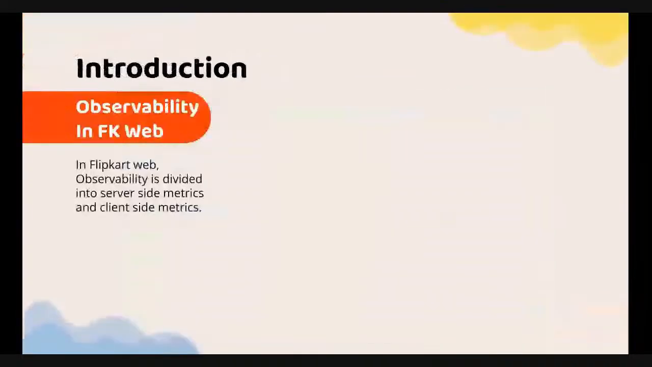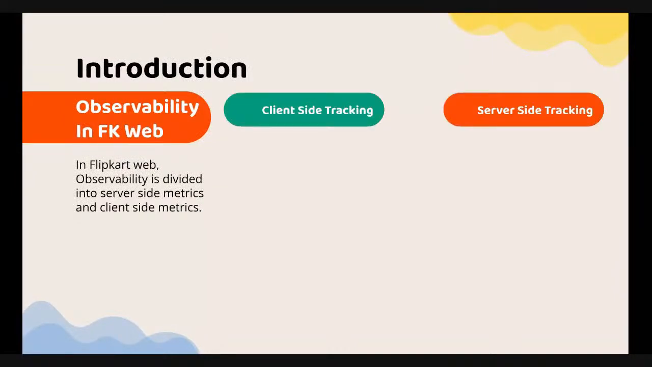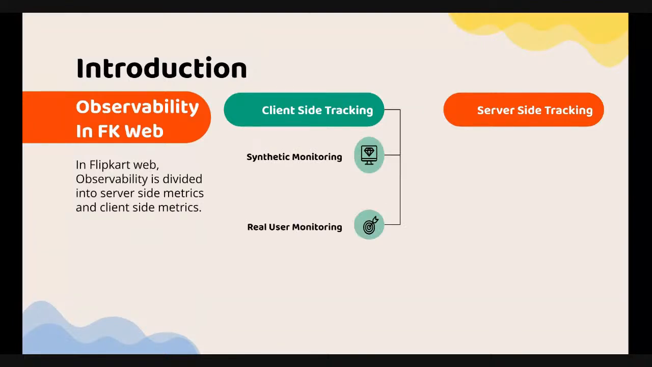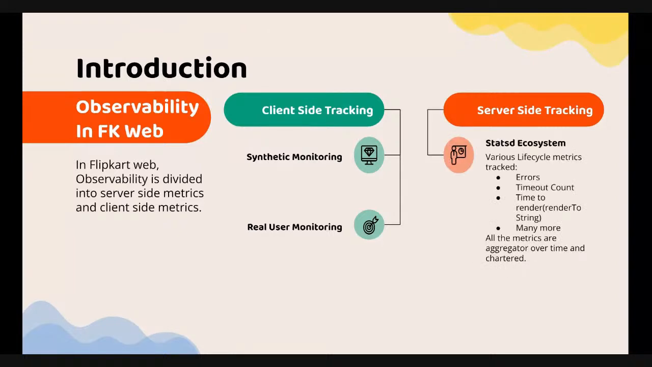So coming to observability, in Flipkart the observability is divided into client-side tracking and server-side tracking. On the client side, we do synthetic monitoring and real user monitoring. On the server side, we use the StatsD ecosystem, where we log all the information related to the server: the error count, the time a request is taking, the time an async operation is taking on the server, and we add this to our log server.